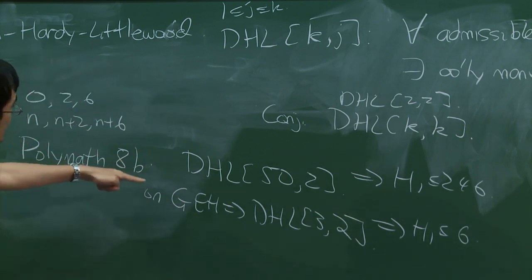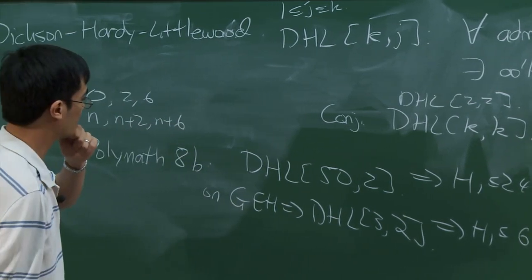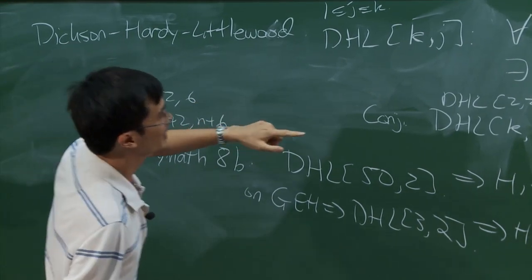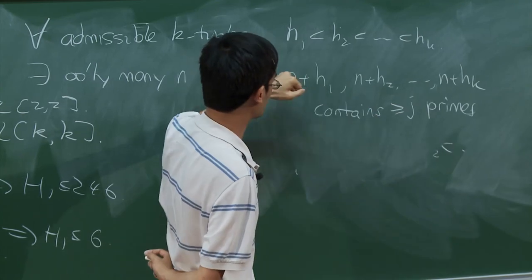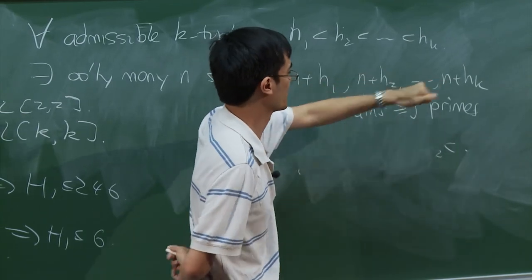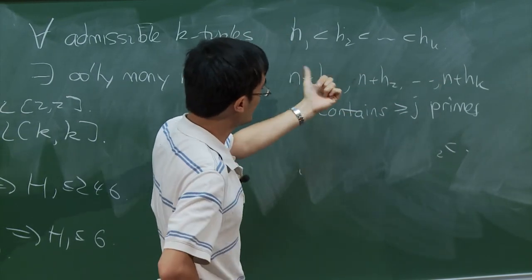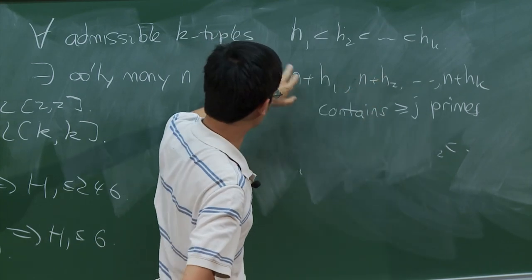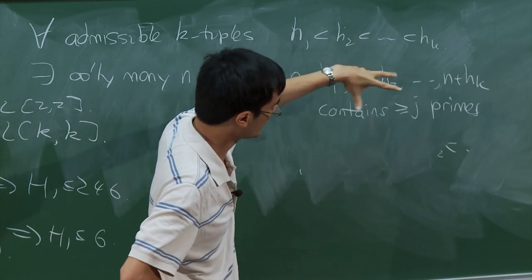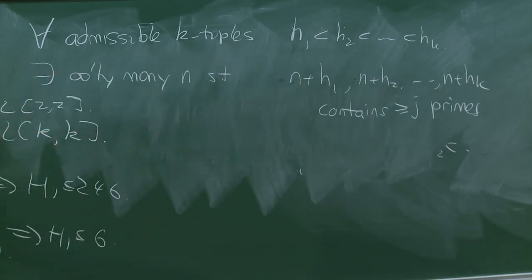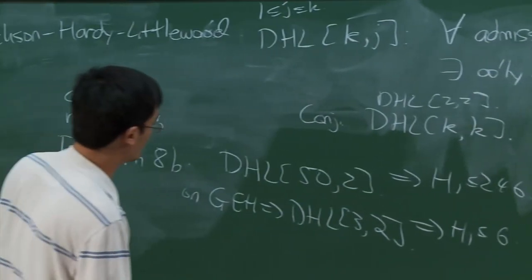At this point, I may just pause to make an amusing note. In this argument, we're taking very simple linear forms: just n plus a constant, n plus a constant, n plus a constant. But with the same argument, you can take other affine linear forms. You can stick a 2 here, or you can maybe do h minus n, whatever. You can take other linear forms, and a similar argument holds.